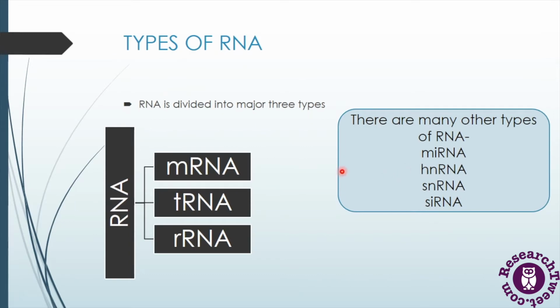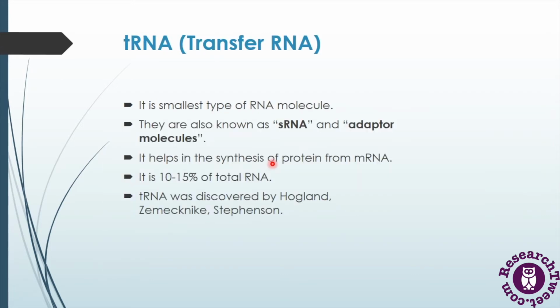Now, there are many types of RNA molecules found in organisms. The major types of RNA are mRNA or messenger RNA, tRNA which is also called transfer RNA, and rRNA which is known as ribosomal RNA. Besides these major types, there are many other types of RNA, which include microRNA, small nuclear RNA, small interfering RNA and many other types. Now in this video tutorial, we will deal with the particular type, tRNA or transfer RNA.